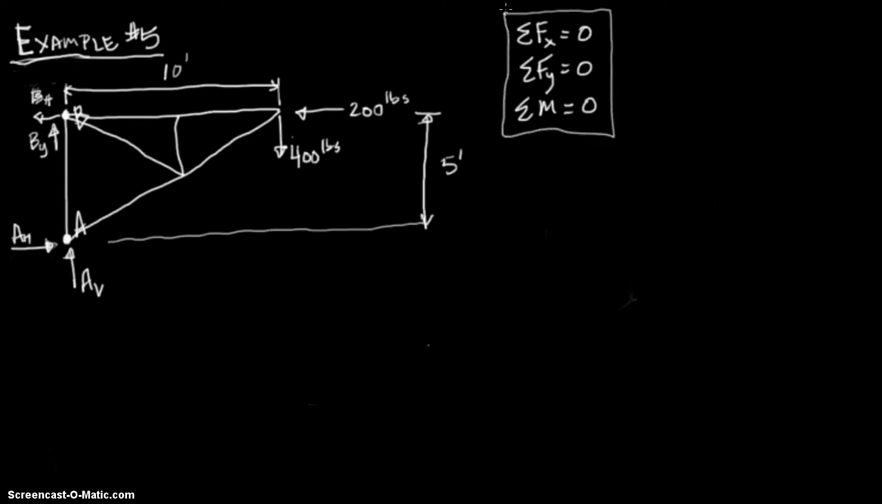You have three equations. You have the sum of the forces in the x direction equals 0, the sum of the forces in the y direction equals 0, and the sum of the moments about any point equals 0. So you have to choose a point. You can either choose B, choose A, or you could choose some point out here.